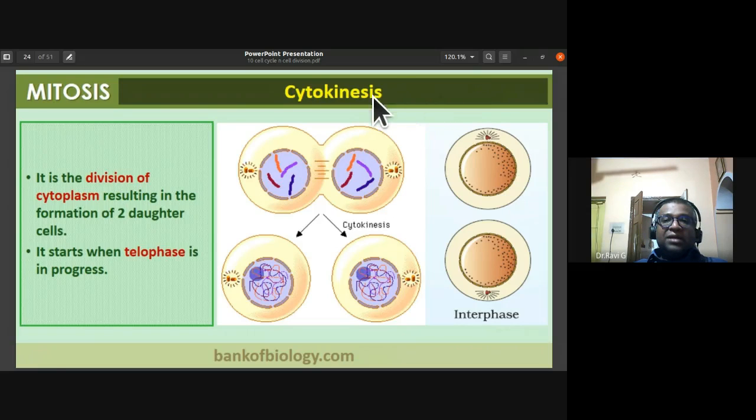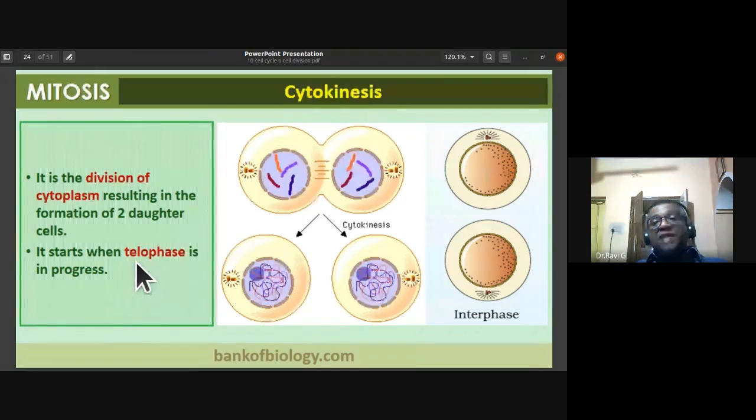After karyokinesis, whose final stage was telophase, the next stage is cytokinesis. Cytokinesis, as the name indicates, is the division of cytoplasm. There has been a division of the nucleus to form two nuclei. Now there has to be division of the cytoplasm to complete the mitotic cell division. The division of cytoplasm results in the formation of two daughter cells.